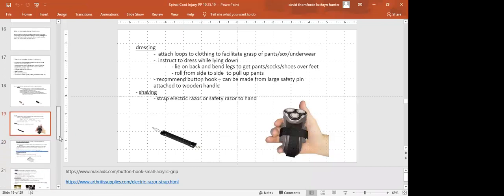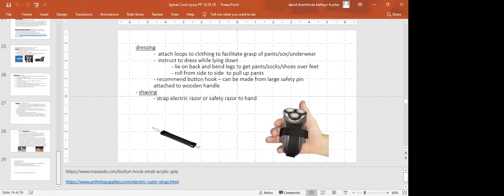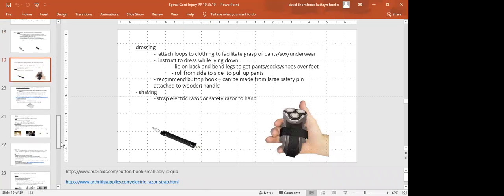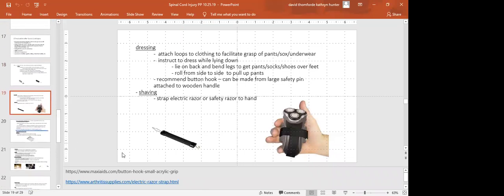Let's see. So that's slide 19. We're about two-thirds of the way through the presentation, Kate. I don't know what you think. Is now a time to do some sharing, to share some experiences? Questions? I think that sounds great.